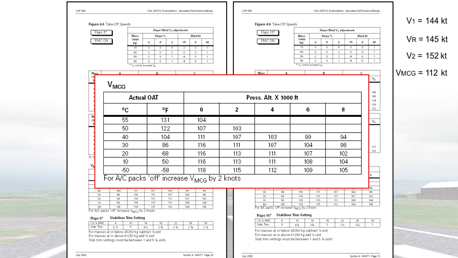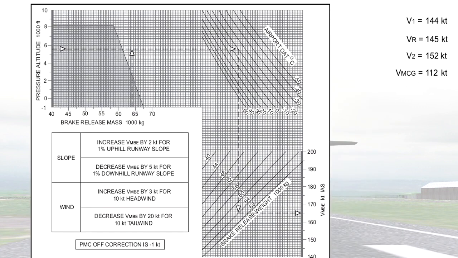Lastly, the speed VMBE also needs calculating. The graph for this is on page 15 of section 4 of CAP 698. We have already described this graph and how to use it. If we use our example airfield conditions of 2,000 feet pressure altitude, 25 degrees Celsius, and a regulated takeoff mass of 57,900 kilograms, then VMBE is 175 knots.